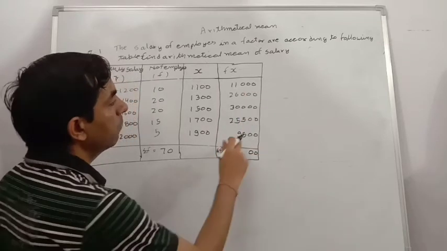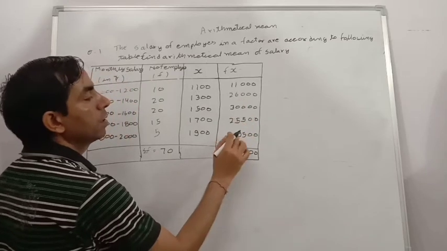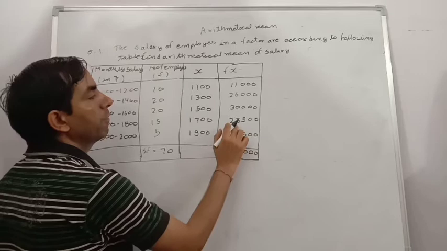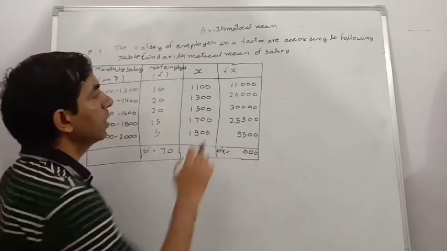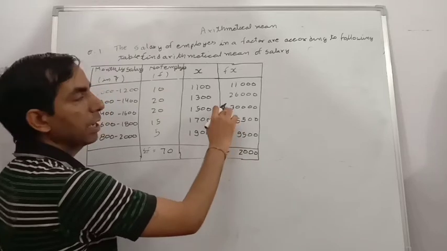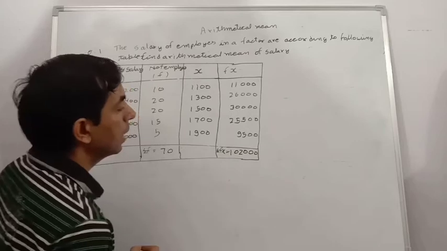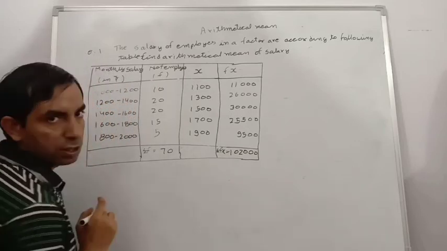Now we add the values of fx, adding line by line, and here we get 1,02,000.